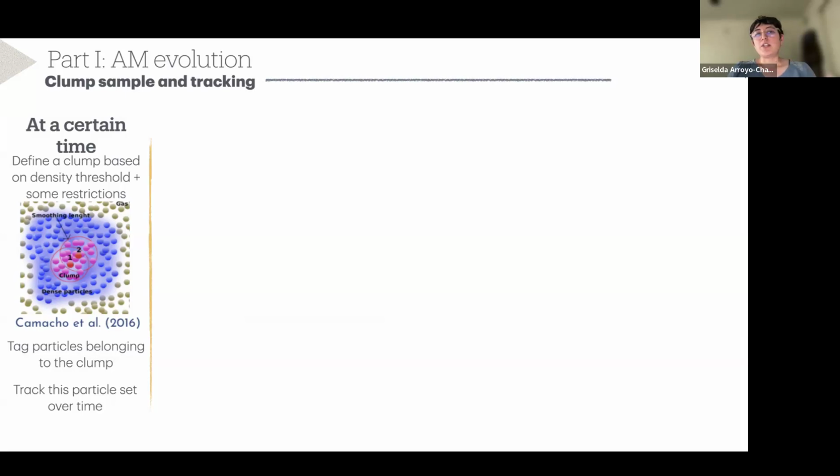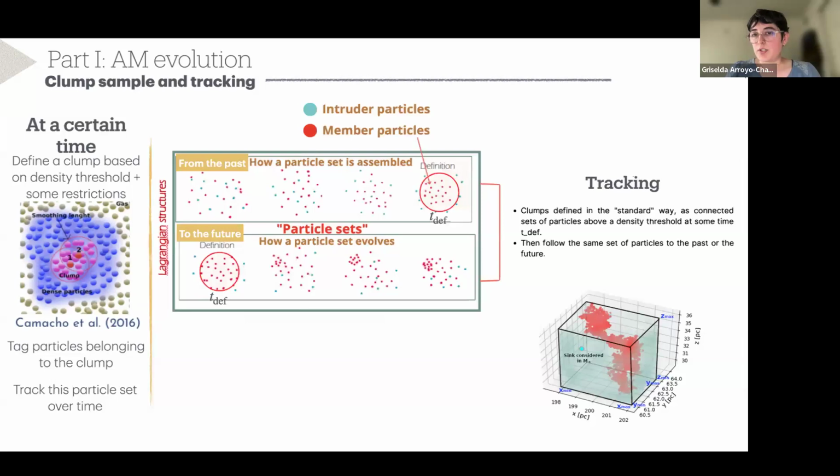But we are also interested in the evolution. So we track those clumps, the clumps we define, from the past and to the future. We perform different methods of tracking clumps. Here, the first way to track clumps is as a Lagrangian structure. So again, we have these SPH particles.